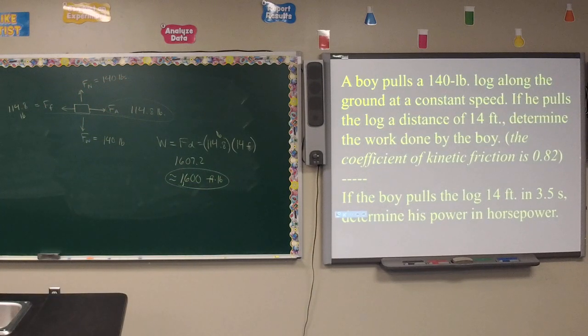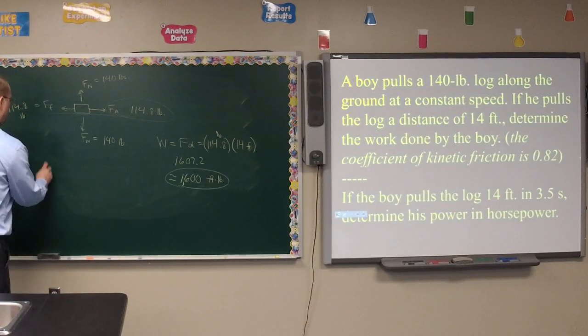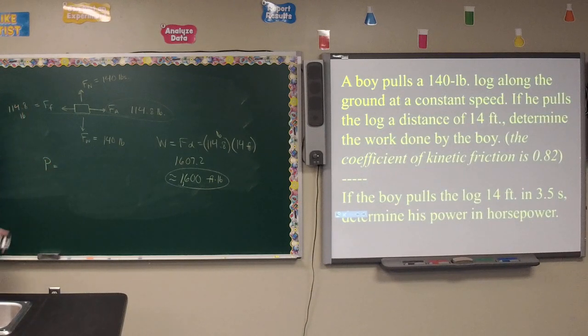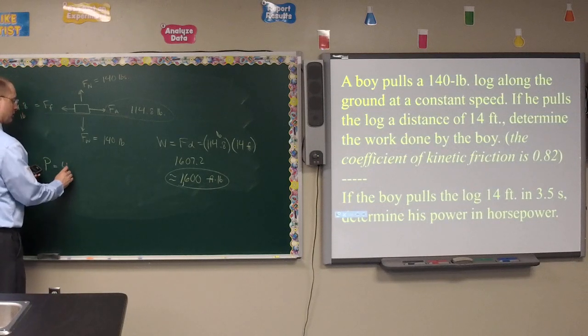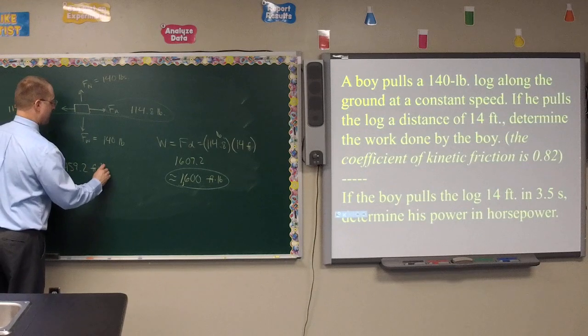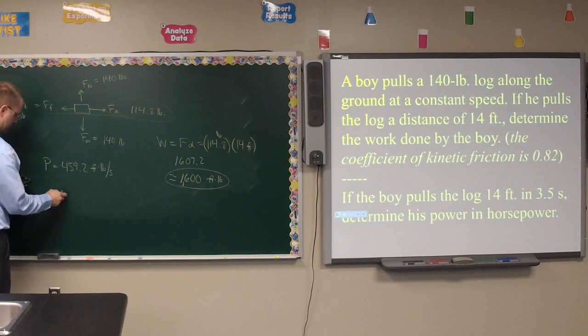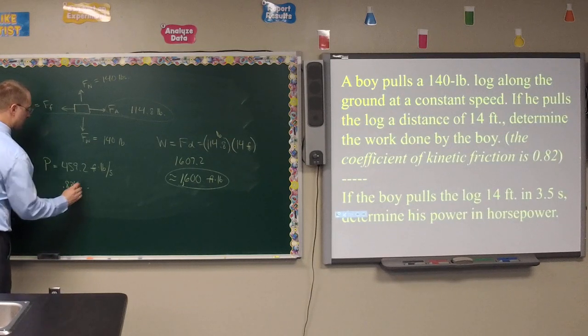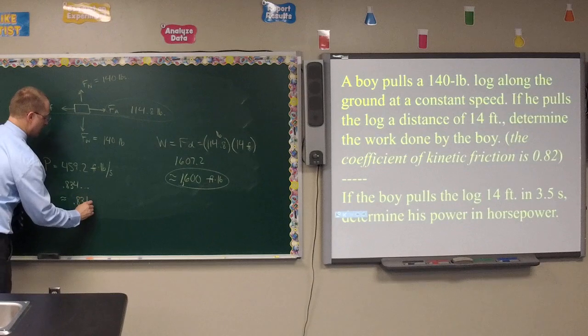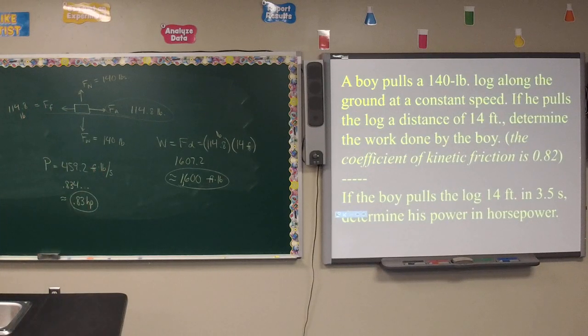All right, questions on the first part. Second part says he does all of that in 3.5 seconds to determine his power. How do we find power? Work divided by time. Well, I have the work on the calculator, just divide that by the time, and I get 459.2. And that's foot pounds per second. But it said determine his power in horsepower. Again, how many foot-pounds per second does it take to make a horsepower? 550. So we need to divide by 550 to get 0.8349. Round it off to 2 sig figs, we'll say 0.83 horsepower. And there's our 2 answers.